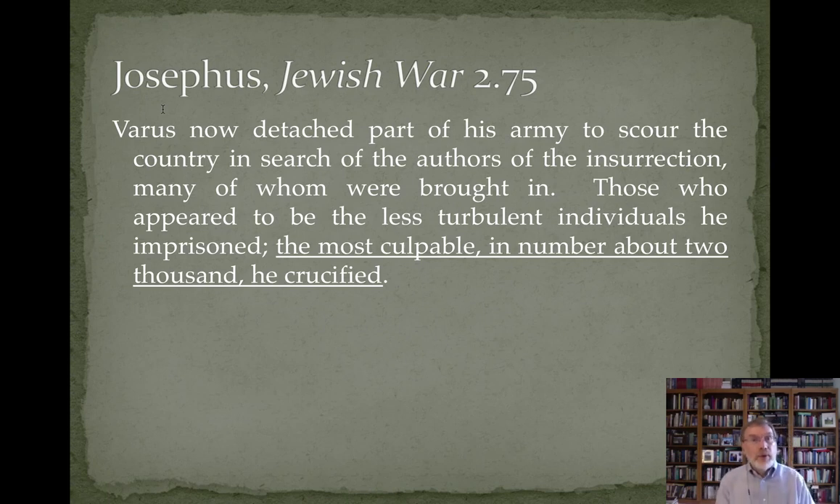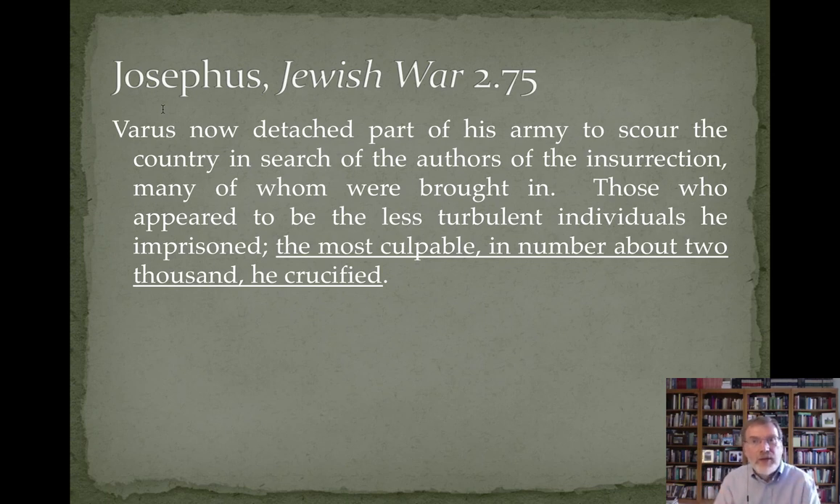Two quick texts on that, both from Josephus, our first century Jewish historian. One speaks of a Roman governor, Verus, who had to suppress an insurrection or rebellion. And one of the ways that you suppress an insurrection in the Roman world, and what you do with the leaders, is you crucify them. So Josephus mentions that this is, by the way, a Jewish insurrection against the Romans. And he says that Verus took the less turbulent individuals and just imprisoned them, but the leaders, the most culpable people in this Jewish insurrection, he crucified.